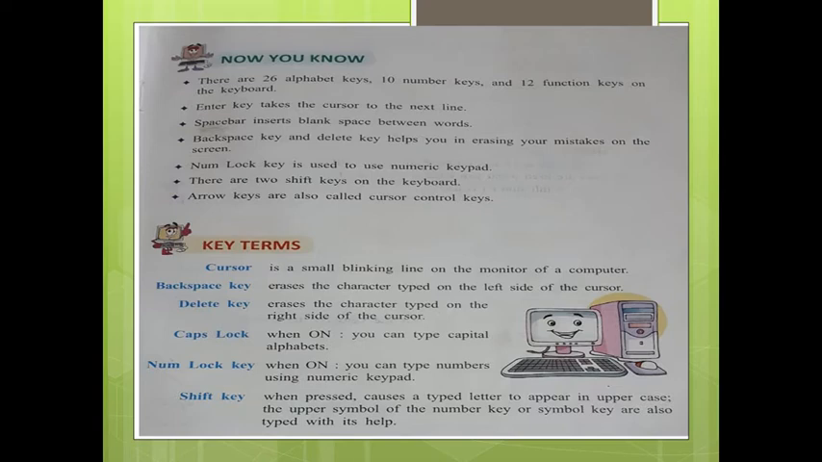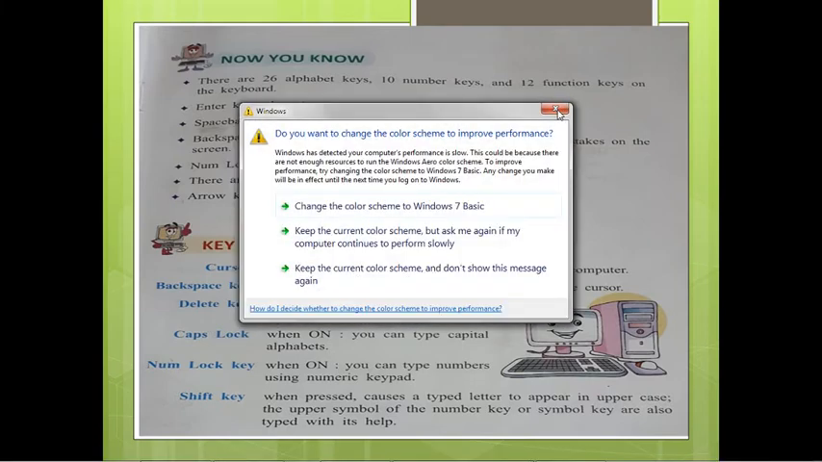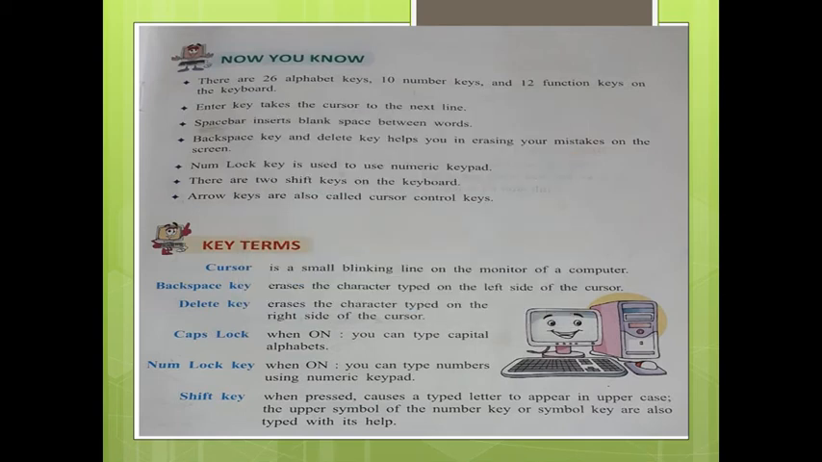The number lock key is used for the numeric keypad. There are two shift keys on the keyboard. You can see on the right side and the left side, two shift keys are there. Arrow keys are also called cursor control keys. When we are playing games or doing some typing work and want to page up or down, we use these four keys. You can see the four arrow keys on the right side: up, down, right and left.